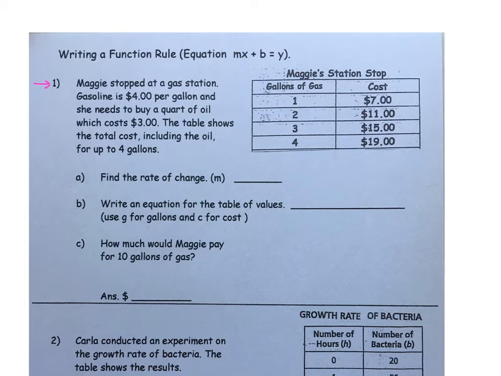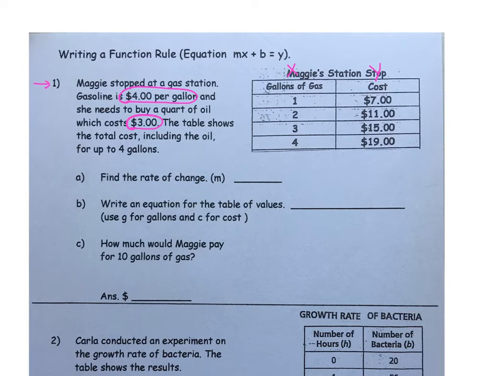Maggie stopped at a gas station. Gasoline is $4 per gallon, and she needs to buy a quart of oil, which costs $3. The table shows the total cost, including the oil, for up to 4 gallons. Now, in this case, this is our x values and this is our y values.